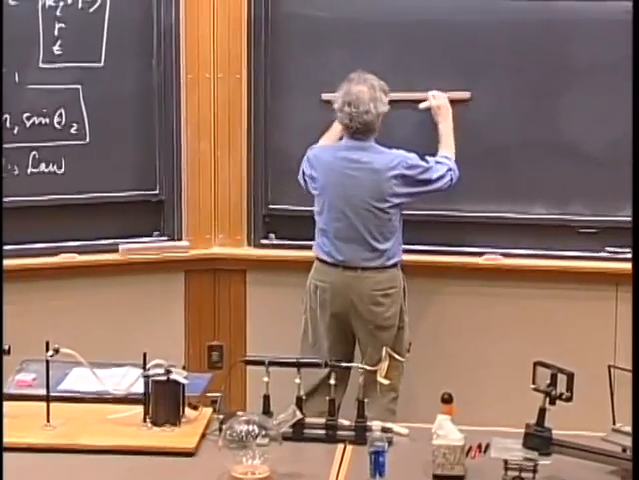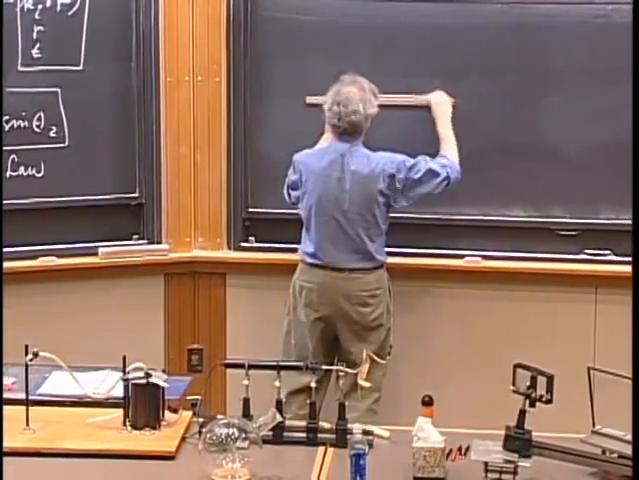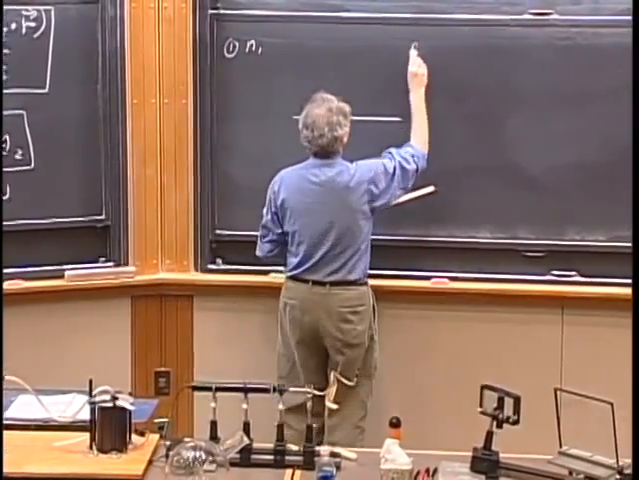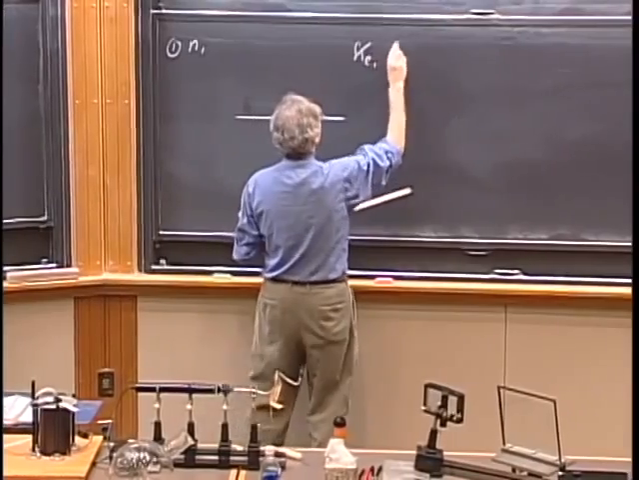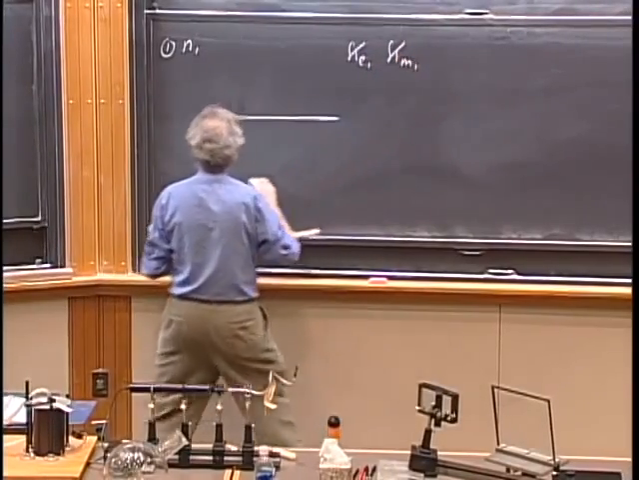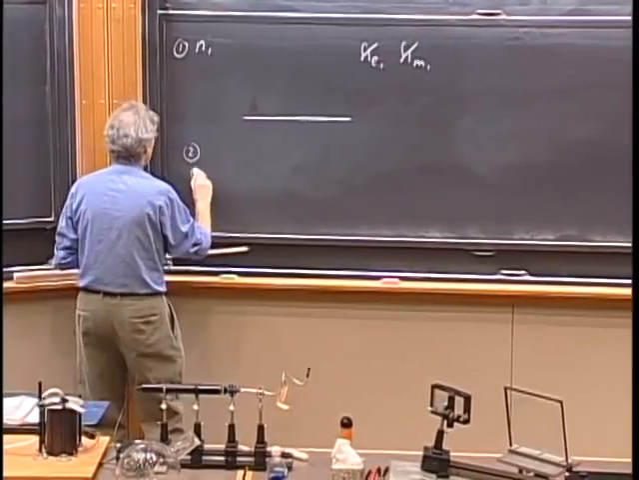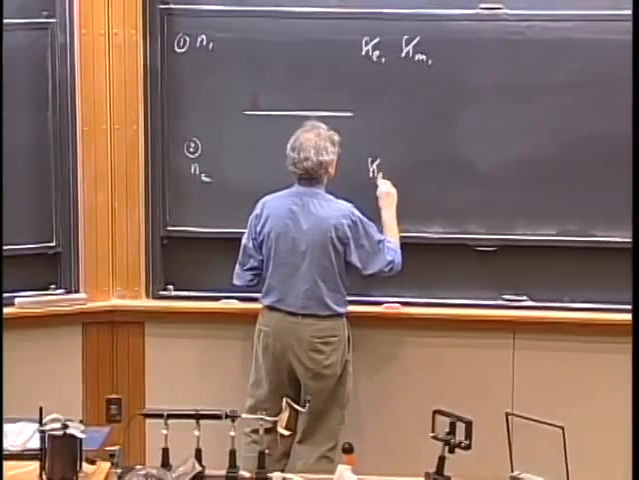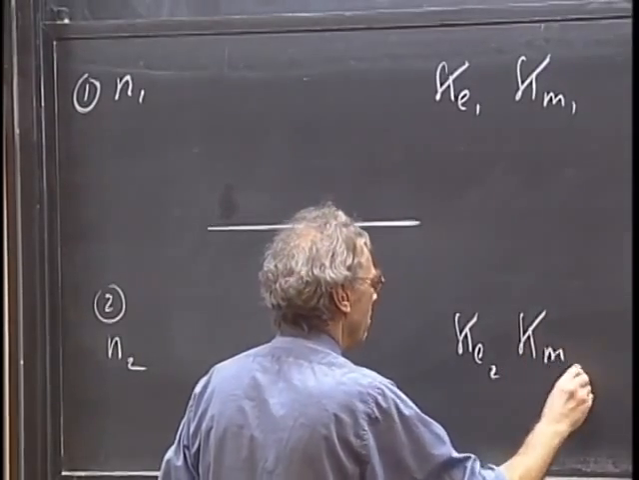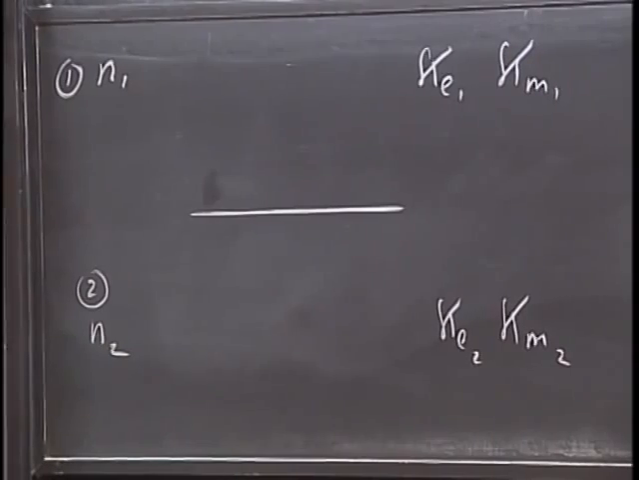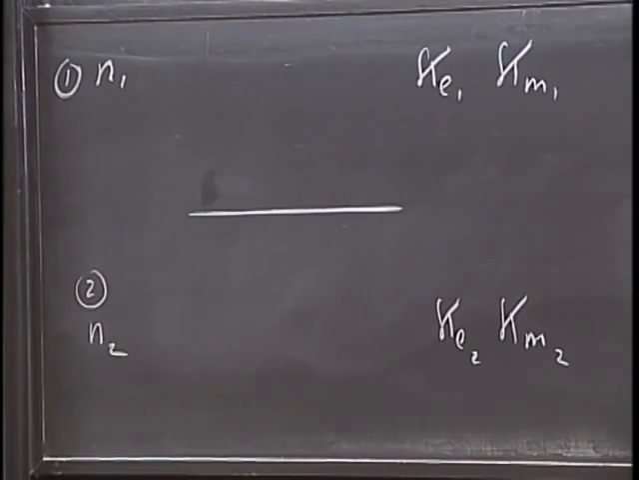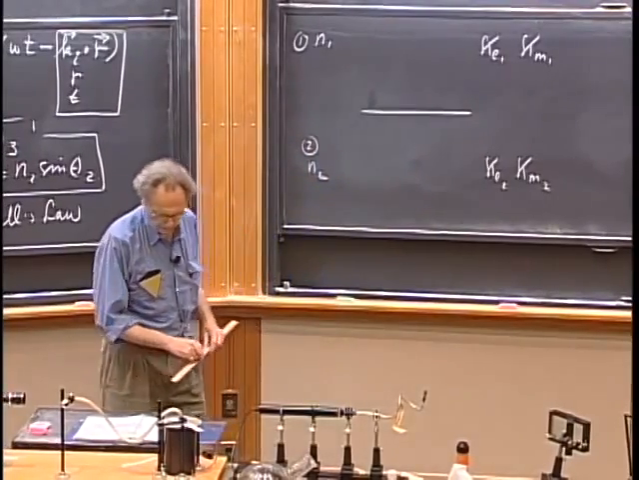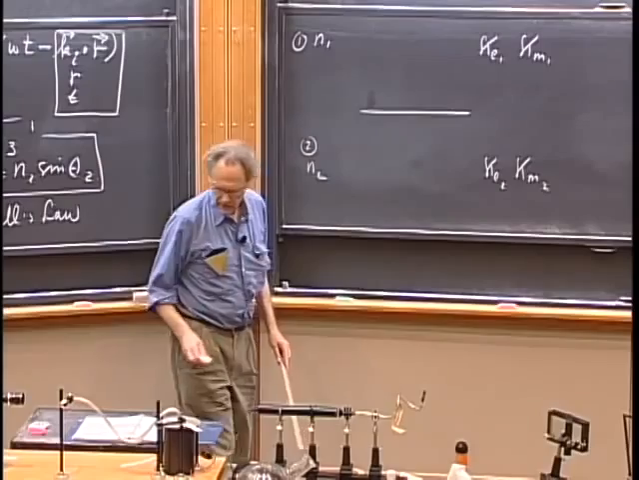So here we have the boundary. So this is medium 1, index of refraction n1, kappa e1, kappa m1. And here we have medium number 2, index of refraction n2. And here we have kappa e2, and we have kappa m2. Needless to say, but I want to mention it once more, that for all dielectrics, kappa m is 1. And so here is the boundary.